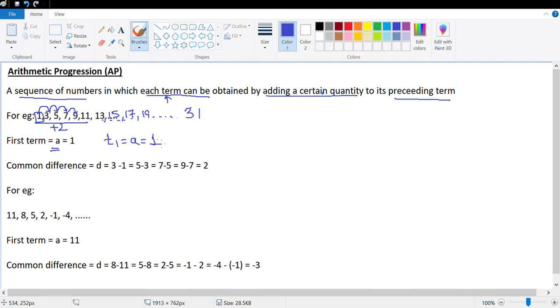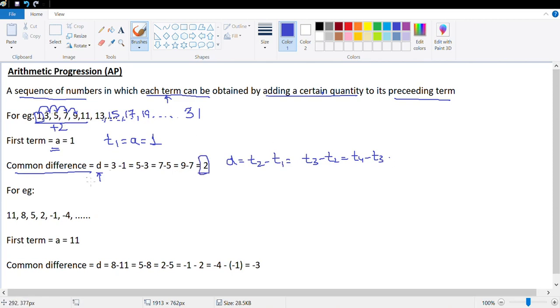Next concept, the common difference, which is what we are adding to the preceding term to get the next term. That's basically the common difference. It is denoted by the letter D. Basically, D is equal to T2 minus T1, also equal to T3 minus T2, also equal to T4 minus T3. Basically, the difference of two consecutive terms. In this case, 3 minus 1, so that's 2.